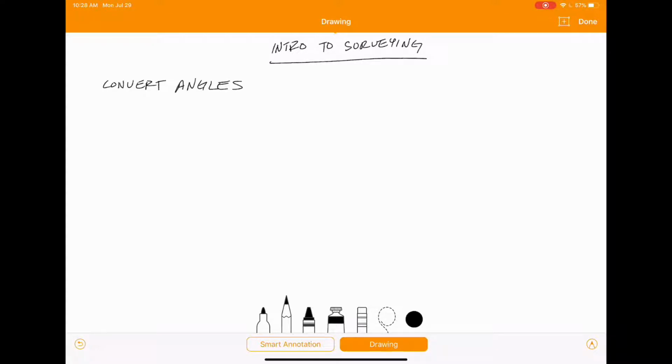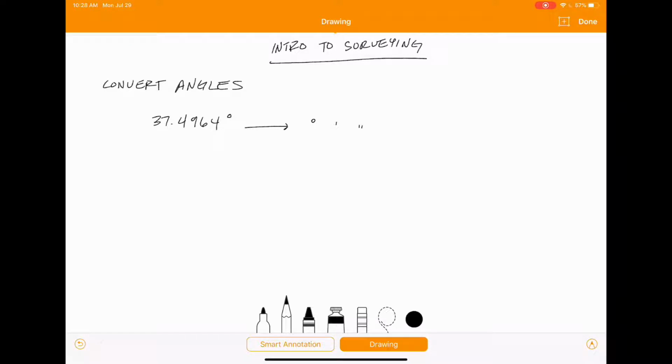So a lot of times we're used to having angles written in decimal form. So for example, 37.4964 degrees. That's how you would see it. But we need to be able to put that into the form of degrees, minutes, and seconds, because that's the form that surveyors often use.